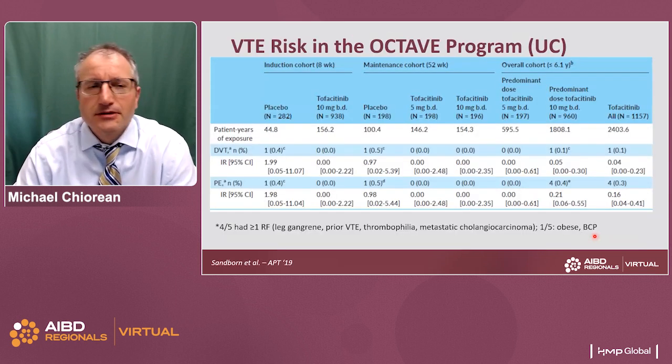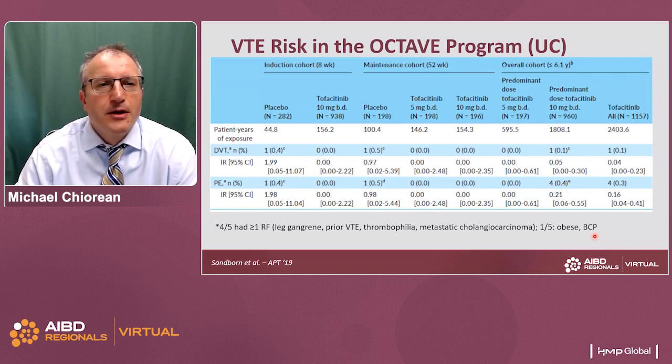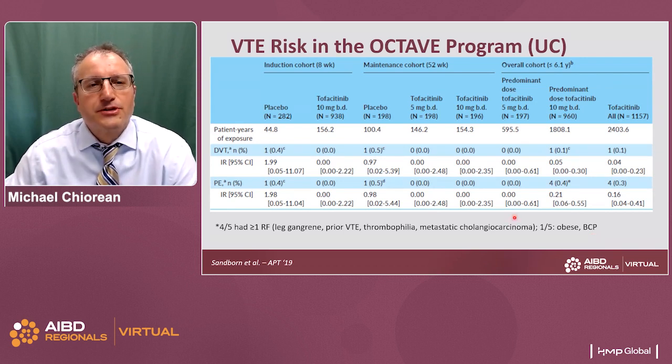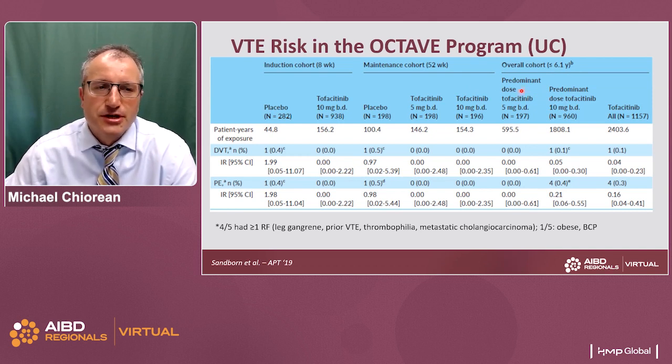Now, speaking about the VTE risk, let's focus a little bit on patients with ulcerative colitis. So this is the safety data from the OCTAVE program, which includes the induction cohort starting from the left, the maintenance cohort up to 52 weeks in the middle, and then the long-term extension cohort. Predominant dose here was 10 milligrams twice daily, data up to 6 years. This was presented by the previous speaker, Dr. Bill Sanborn. This was reported a couple of years ago.